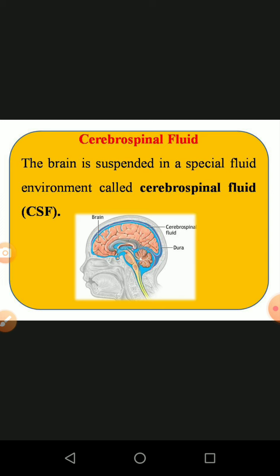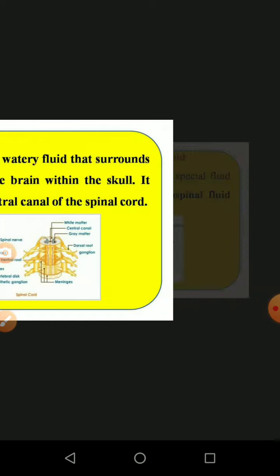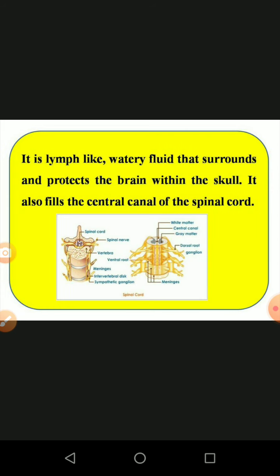According to that, the cerebrospinal fluid is located and suspended with the brain and the spinal cord. The brain is suspended in a special fluid environment called cerebrospinal fluid, in short CSF, which maintains the moisture content of the brain and the spinal cord. The cerebrospinal fluid is a lymph-like, colorless, watery fluid that surrounds and protects the brain within the skull.